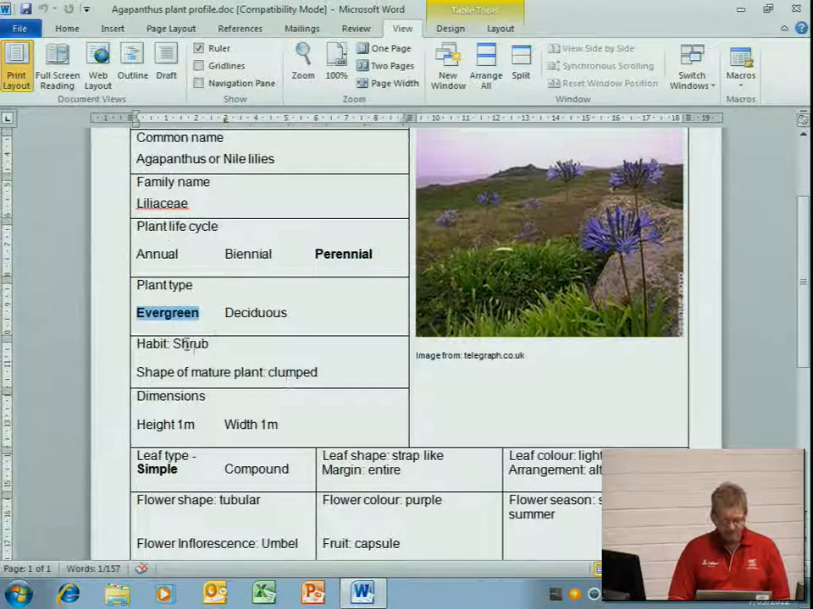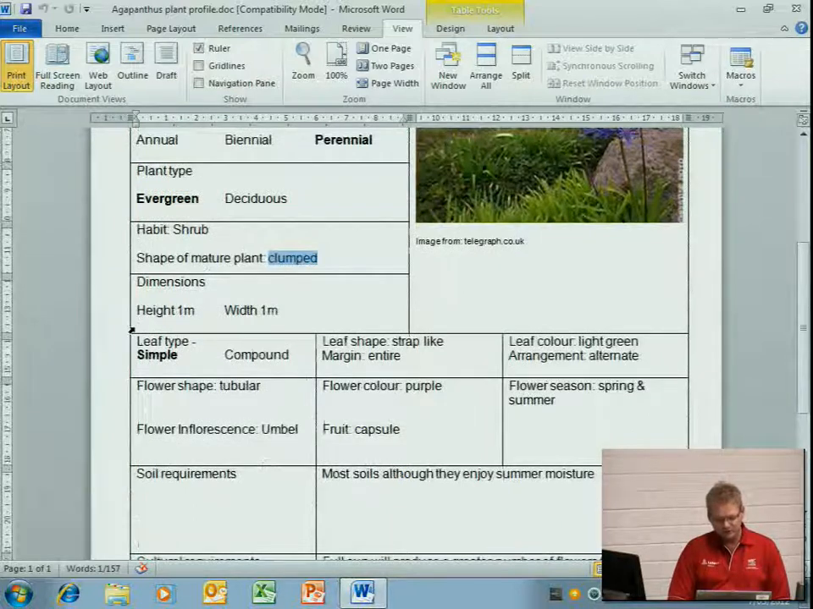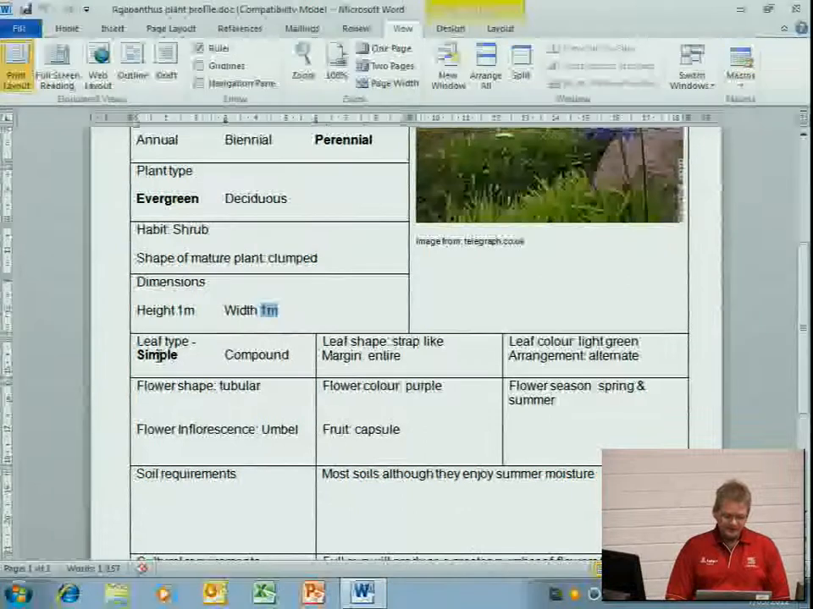The shape or the habit of the plant is a shrub, and the shape of the mature plant is clumped. Not really a technical term, but a good descriptive term that will define the growth habit of the plant for you, so consider the use of clumped. Okay, so the dimensions of the plant: with regards to height, it is 1 metre, as you'd be aware, and approximately 1 metre wide.